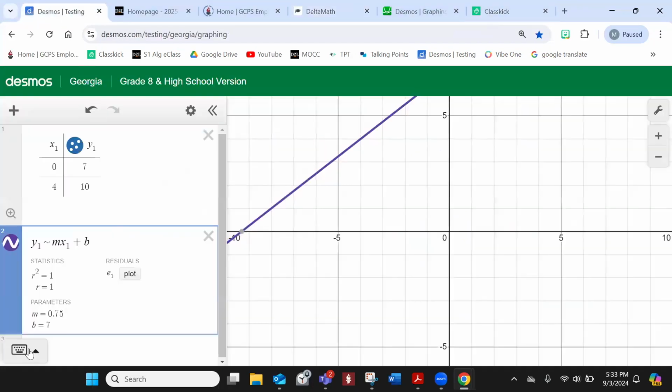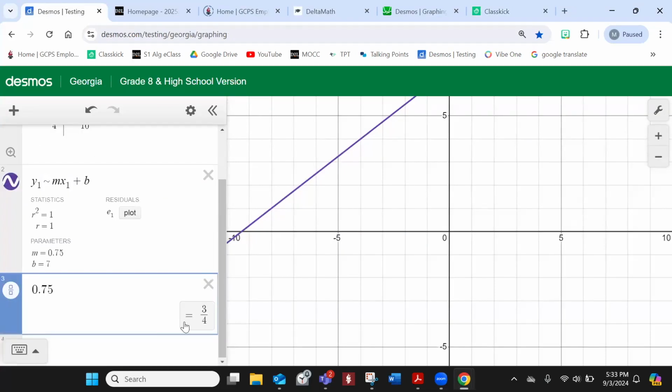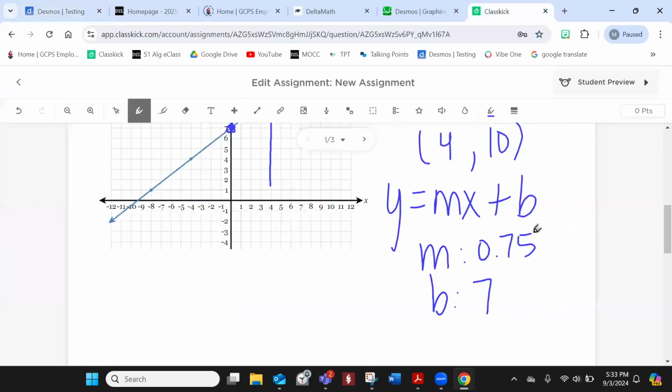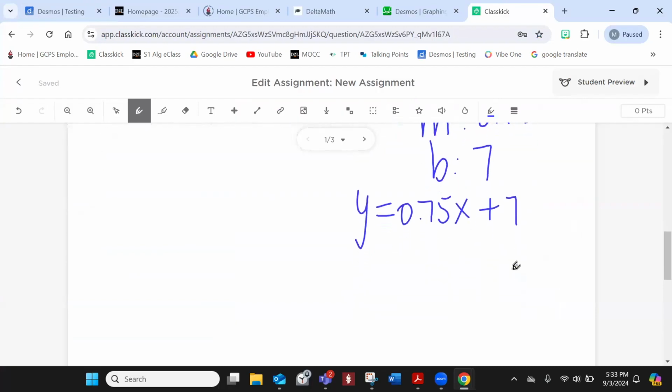Because 0.75 is a decimal, I'm going to put it in the next line. I'm going to put 0.75, and I'm going to hit fraction, okay? Because Delta Math may or may not take the decimals. It may want a fraction. So you can write it 2 ways. So we might get this one wrong, but it's okay. That means they want the other way. So we can write it using the decimal, 0.75x + 7. Or we can use it as a fraction and do 3/4 x + 7.